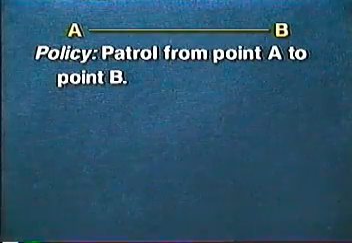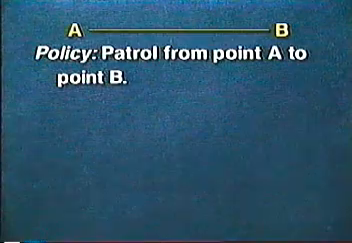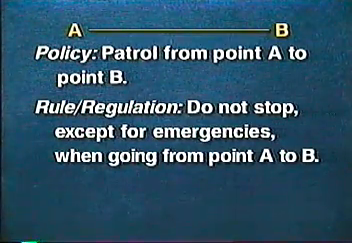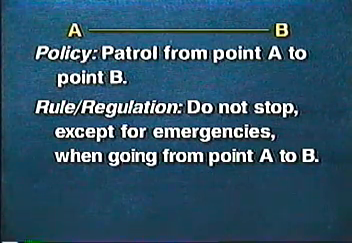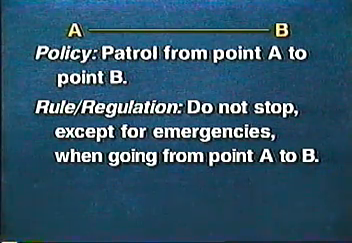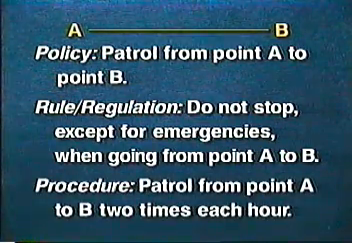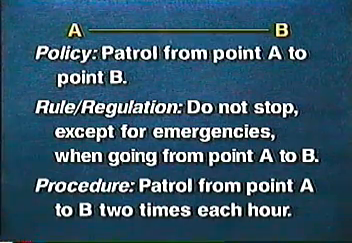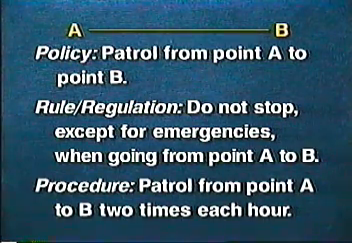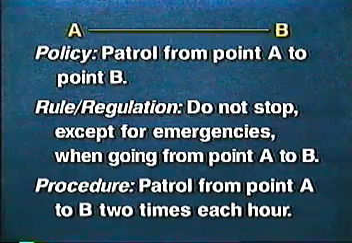Now, just one more simple illustration may help you understand the way that policies, rules, and regulations, as well as procedures, can work together. A policy could say, security officers patrol from point A to point B. A regulation or a rule could say, security officers should not stop except for emergencies when going from point A to point B. A procedure could say, security officers must go from point A to point B 2 times each hour. Okay, enough about the three guidelines. Now let's move on to security barriers.